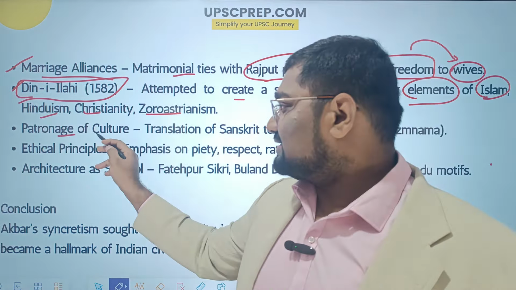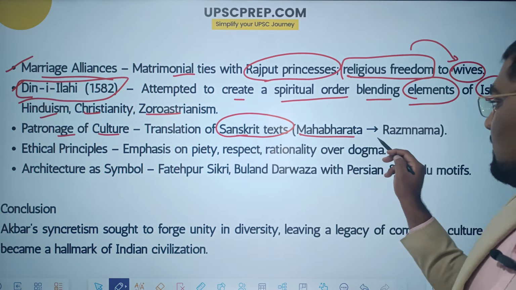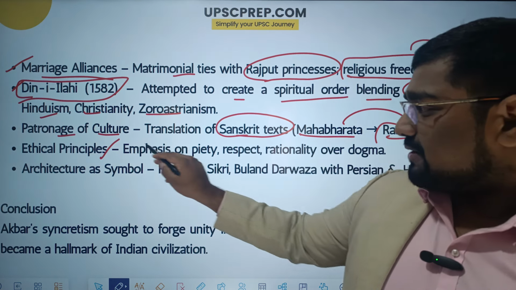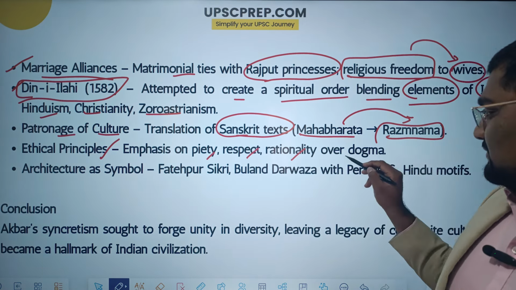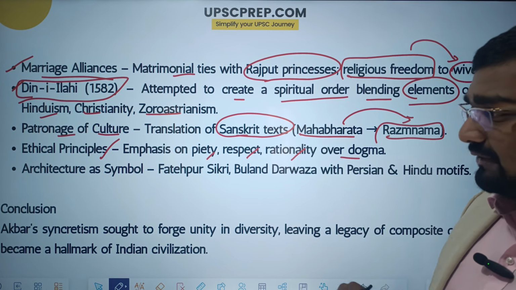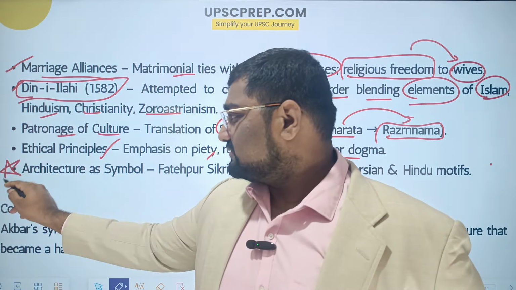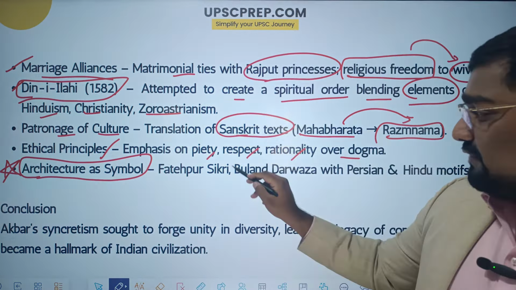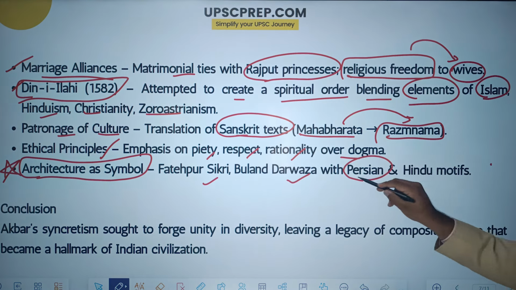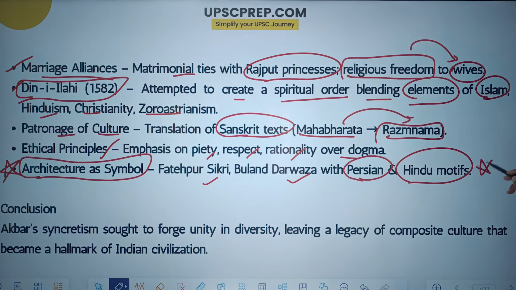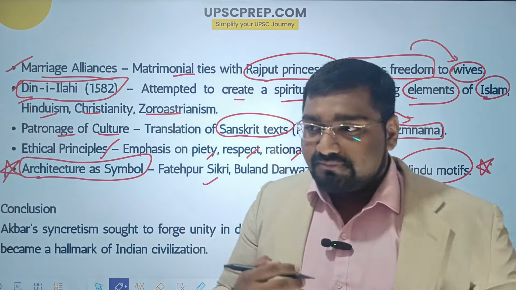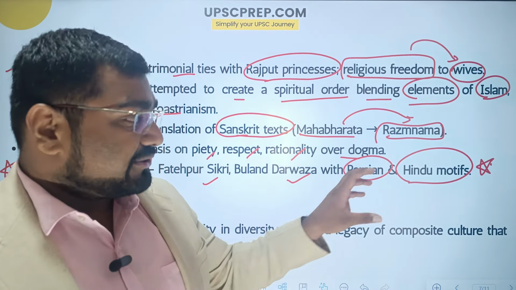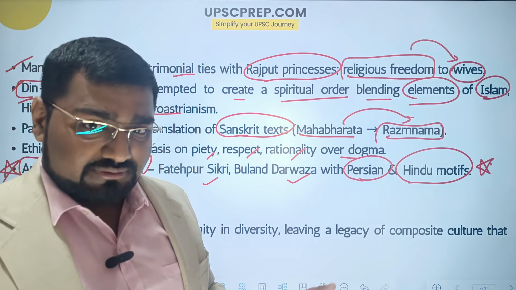Then patronage of the culture, like translation of Sanskrit texts, Mahabharata to Razmanama. Ethical principles, you can talk about emphasis on piety, respect, rationality over dogma, right? And the last thing you can talk about is architecture as a symbol. So, Fatehpur Sikri, Buland Darwaza with Persian and Hindu motifs. You will get to see some paintings, some scriptures written there, some sculptures as well dedicated to Hindu and Persian related things, right?